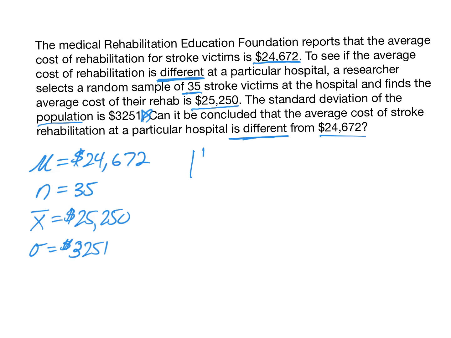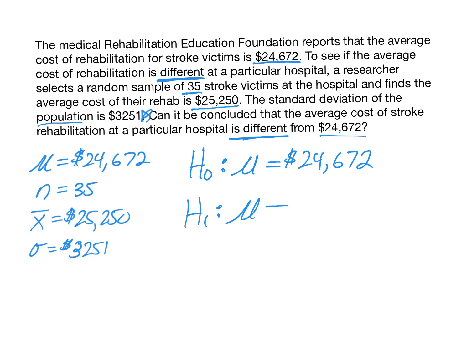Let's do our null hypothesis first. Mu is equal to 24,672. Null is always equal to. Then, ladies and gentlemen, our alternate hypothesis, remember I told you it's 3 things: less than, greater than, or not equal to. This is a not equal to. Keep the same number, 24,672.